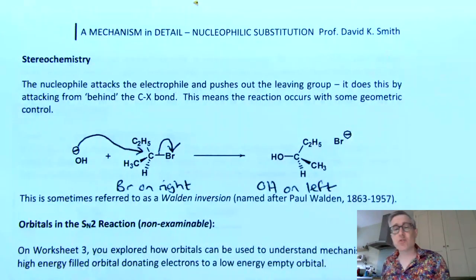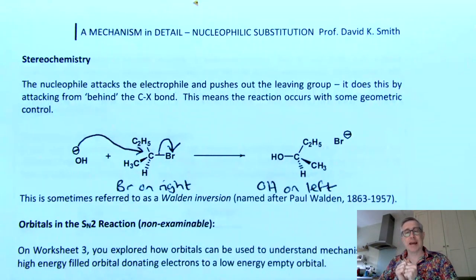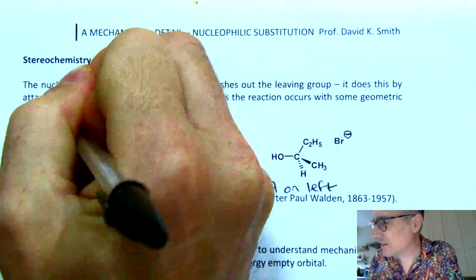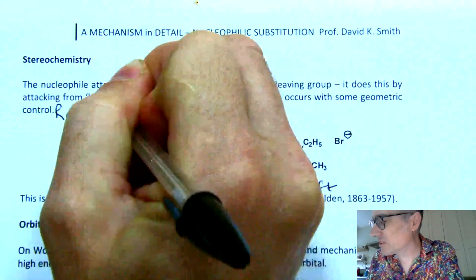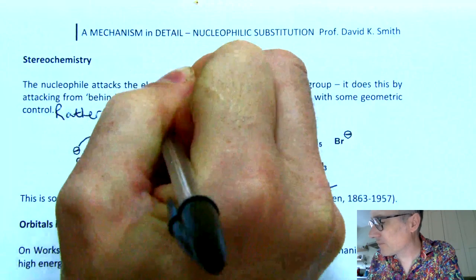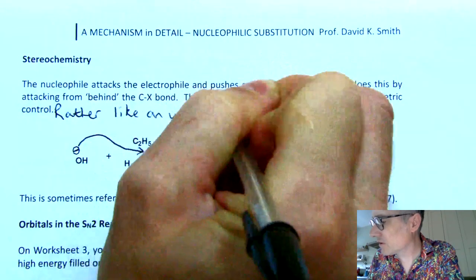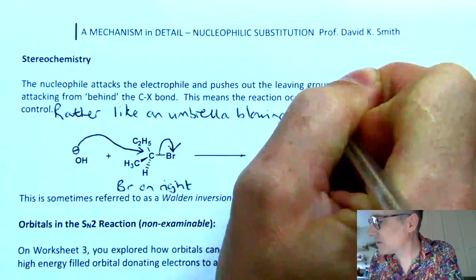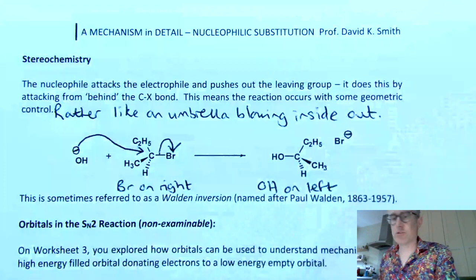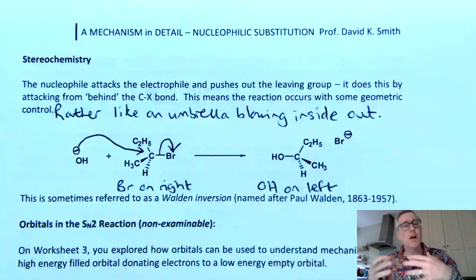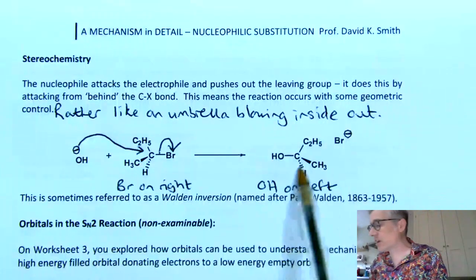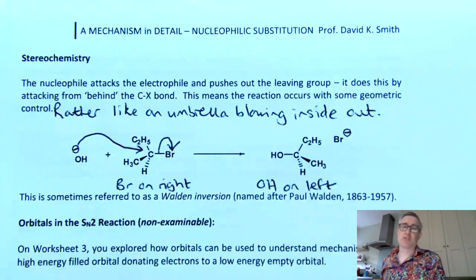This is sometimes referred to as a Walden inversion. We've inverted that carbon atom. And a nice visualization of that, that's sometimes used in textbooks, is it's rather like an umbrella blowing inside out. And so we're converting the stereochemistry. We're pushing this, the umbrella flips the other way round, and we're changing the stereochemistry at this carbon atom.